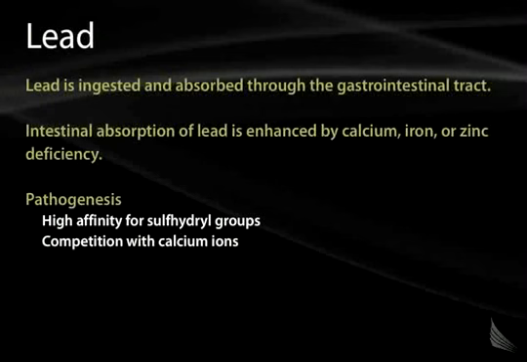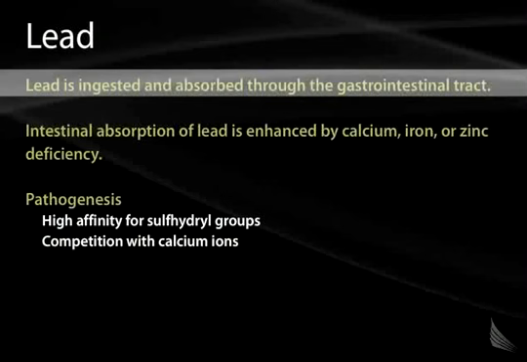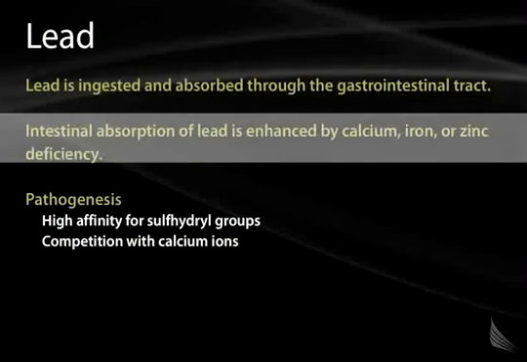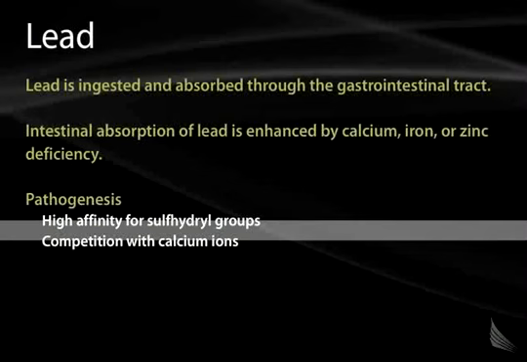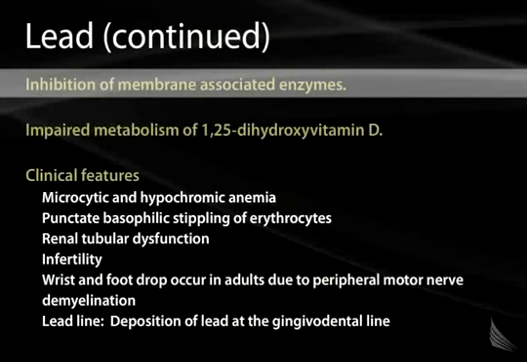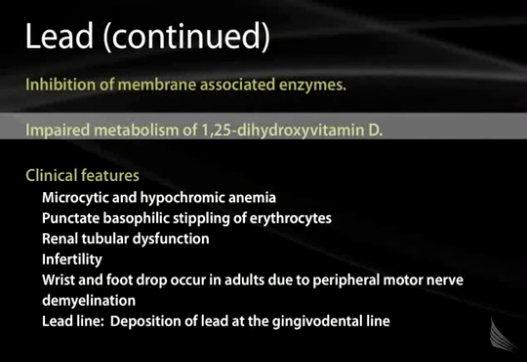Prior to the 1970s, there was a great deal of concern over children's exposure to lead from paint chips in houses. It is ingested and absorbed through the gastrointestinal tract. The intestinal absorption of lead is enhanced by calcium, iron, or zinc deficiencies. Lead has a high affinity for sulfhydryl groups and competes with calcium ions. It can inhibit membrane-associated enzymes and impair the metabolism of 1,25-dihydroxyvitamin D needed for the proper development of bone.